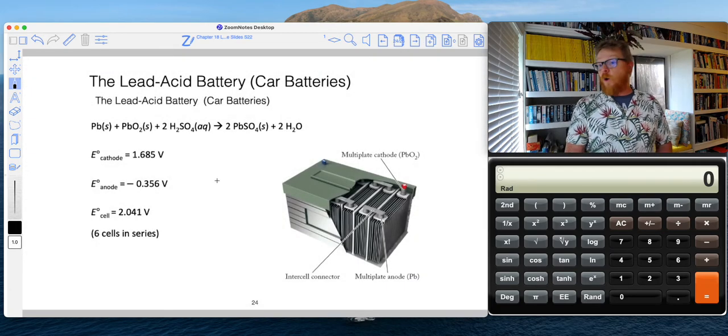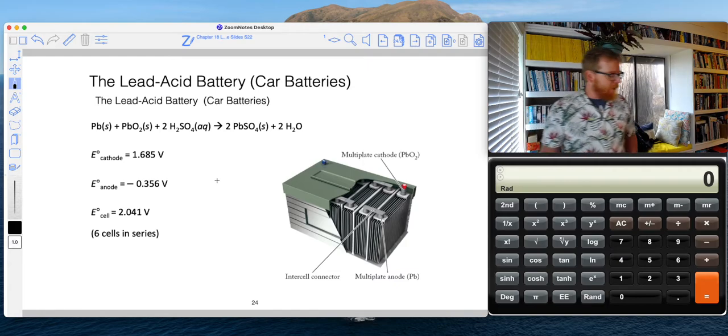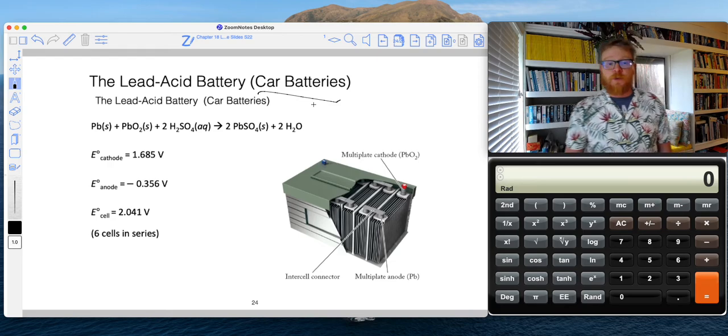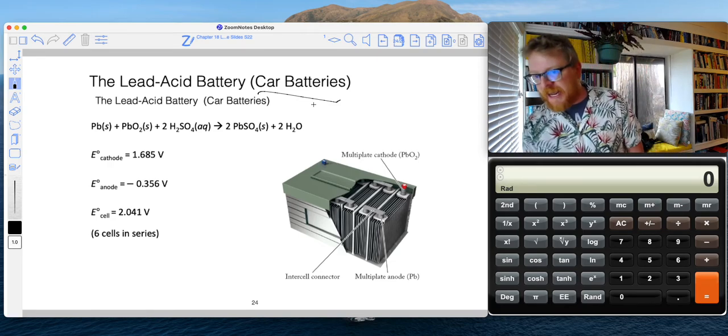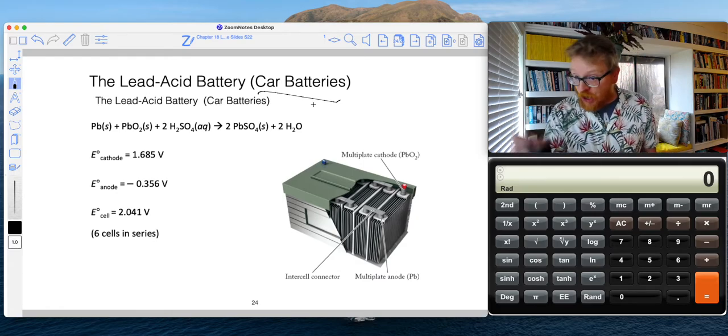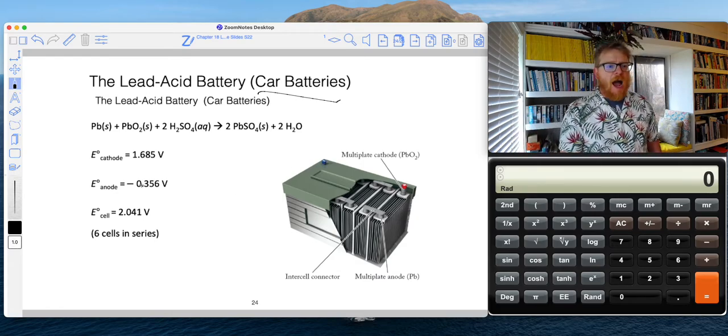Okay, so an older battery, but still very common, the lead acid battery. So this is your car battery for the standard, of course, internal combustion engine, right? This is the thing that makes your engine start up, okay? So it's a rather complicated reaction, but it's lead acid. So of course that means it's got lead and it's got acid. It's got sulfuric acid and it's got lead.